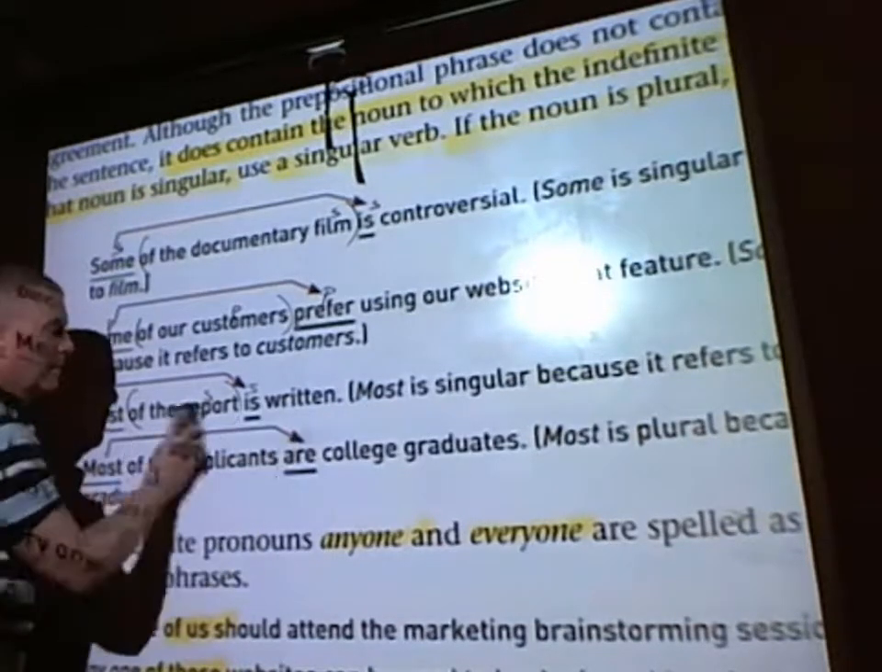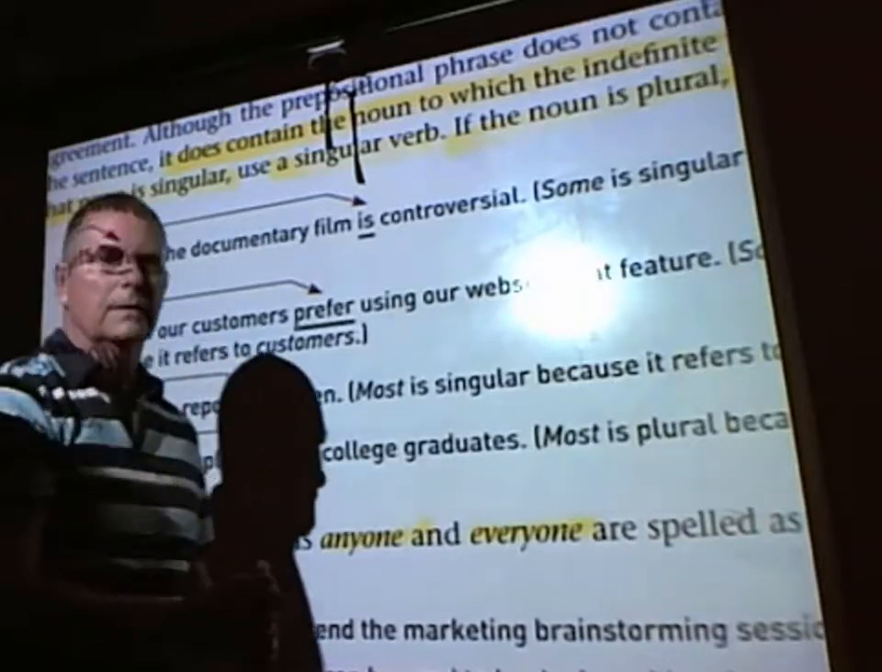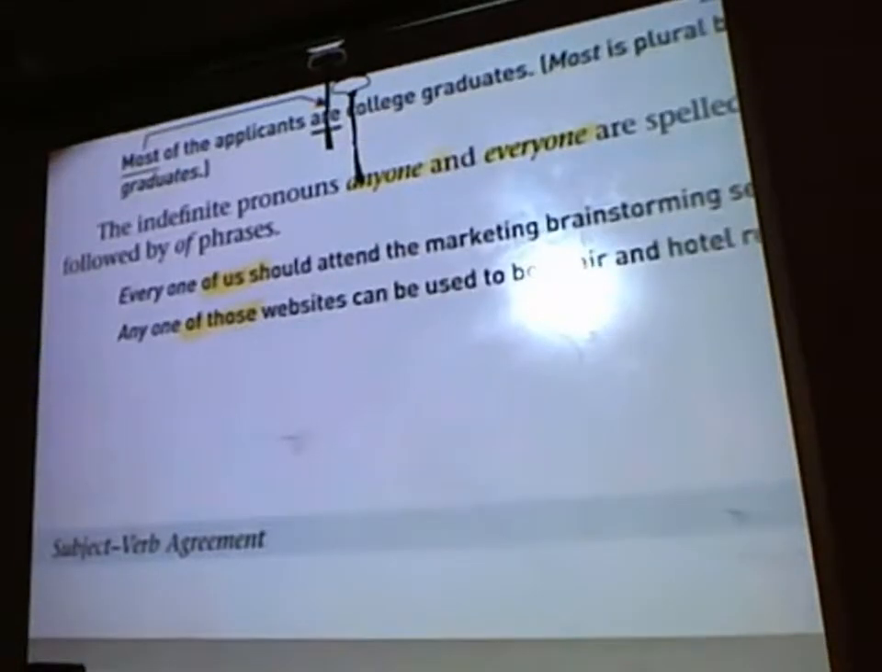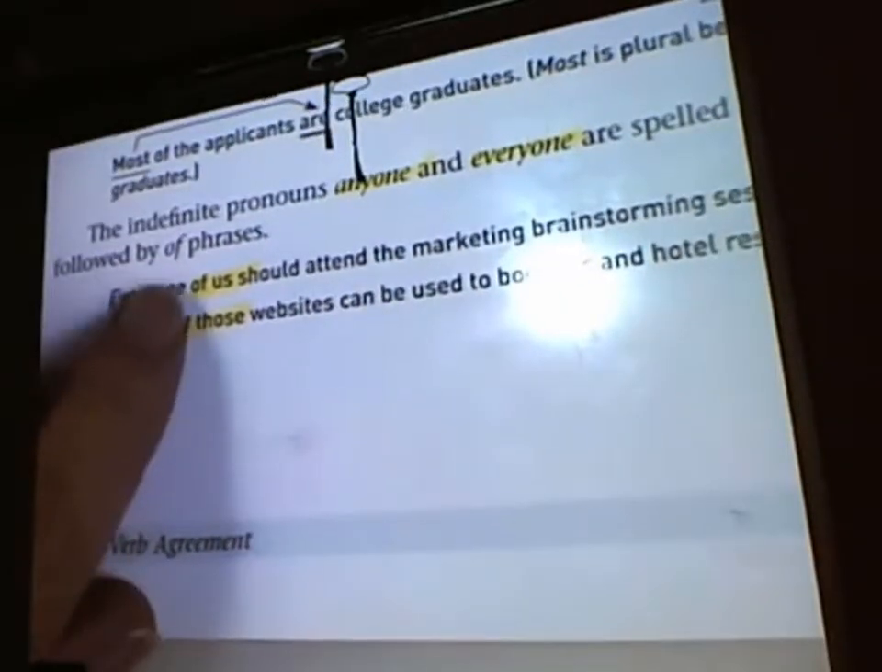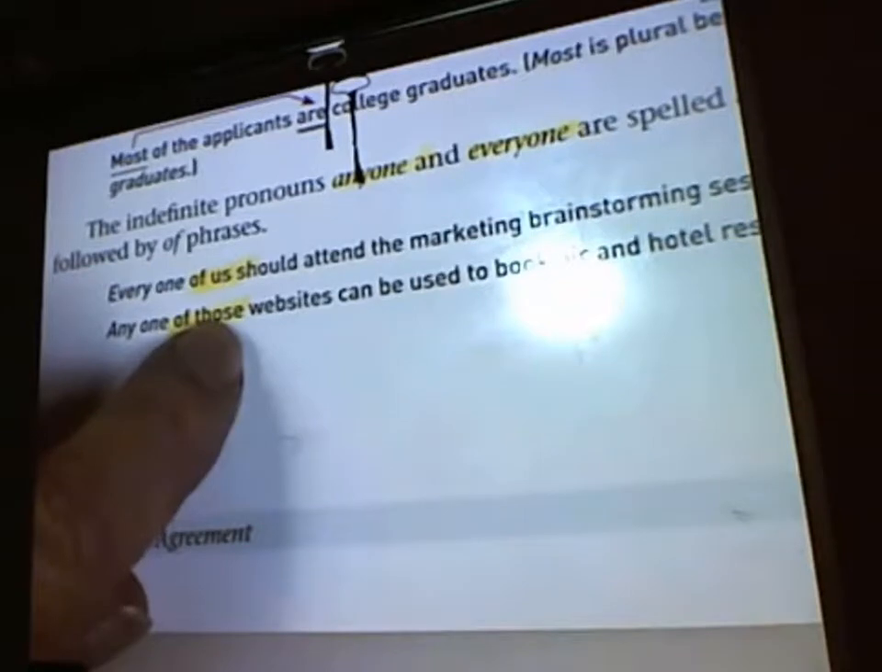The indefinite pronouns anyone and everyone are spelled as two words when followed by of phrases. Right there. Every one of us. Any one of those. So it's everyone and anyone. When an of phrase follows, they become two words. Otherwise, they're considered to be one word.